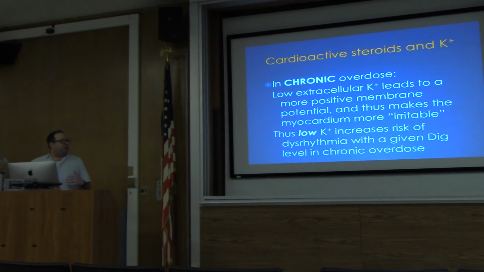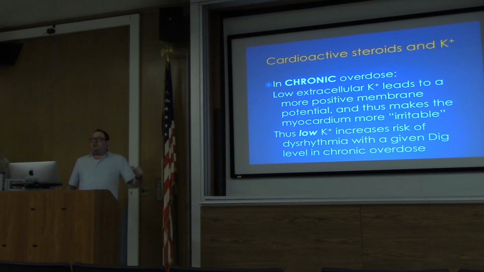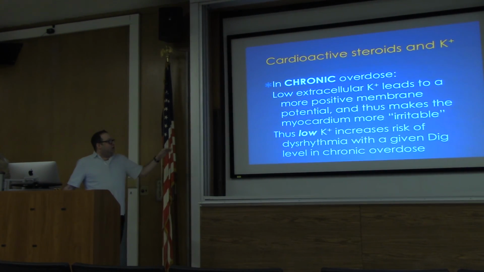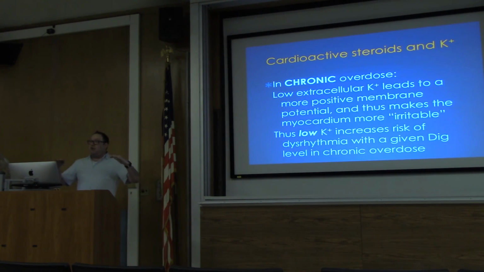So let's look at chronic poisoning. So in chronic overdose, if you have a low extracellular potassium, there are fewer positive charges outside the cell. That's the same from an electrochemical perspective as more positive charges inside the cell. Right? And so that is also going to make the myocardium resting potential higher, and it's kind of exacerbating what DIG does to the resting potential. It makes it more likely to depolarize, and so low potassium increases the risk of dysrhythmia and signs of toxicity at any given DIG level. Everybody got that? All right, cool.